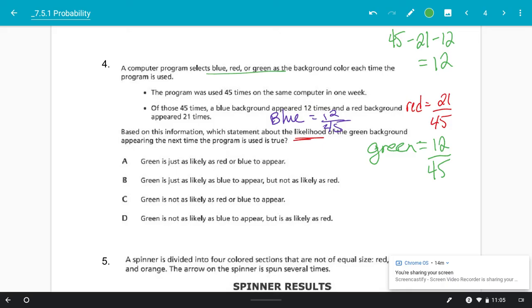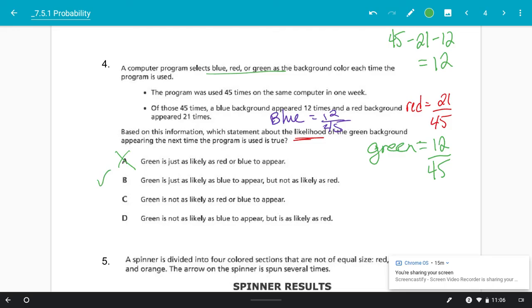All right, so choice A says green is just as likely to occur as red or blue. Well, green is 12 out of 45, blue is 12 out of 45, so those are just as likely to occur, but then red is 21 out of 45. So because we have the bigger numerator, that's going to be more likely to occur. So choice A is out. Choice B: green is just as likely as blue to occur, but not as likely as red. Well, that's basically what I just said. Green and blue are both 12 out of 45, but red is 21 out of 45. So that's very much more likely to occur.